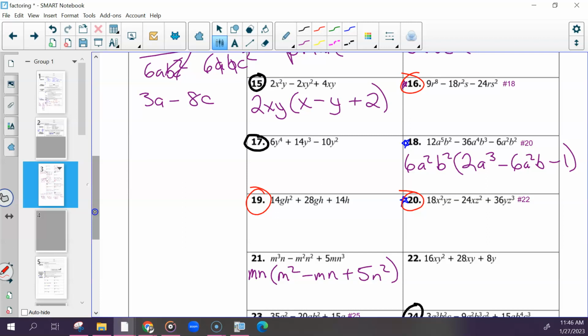9. You were close because 9 and 18, but the 24 can't divide by 9. Close again because 18 and 24 would divide by 6, but 9 wouldn't. 3. Right. Can we divide out any variables? Which ones and how many? R. Yep. No S's because this one doesn't have any. So we divide each piece by 3R. What's left?